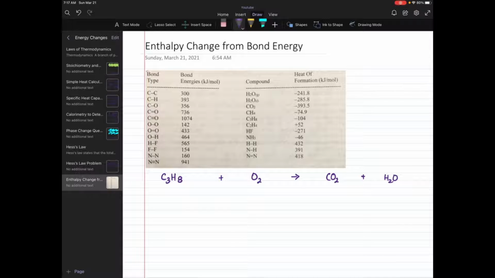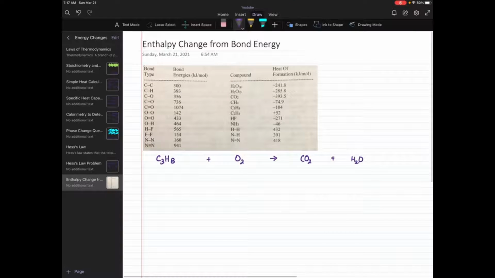Now, before we calculate the change in enthalpy, delta H, for this reaction using bond energies, I just want to indicate that calculating delta H from bond energies is not a very effective or accurate method of calculating the enthalpy change of a reaction. The other methods, using calorimetry or using Hess's law, are much more accurate. But in this case, we are going to attempt to calculate the enthalpy change using bond energy. So in this equation, we have C3H8, which is propane, plus O2 forms CO2 and H2O. Our equation is not balanced.